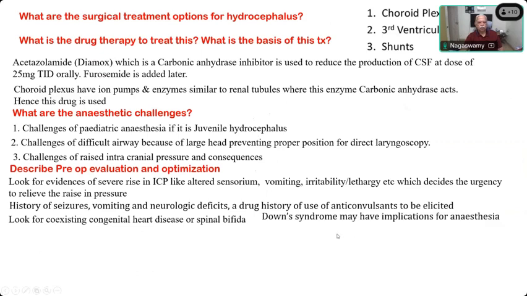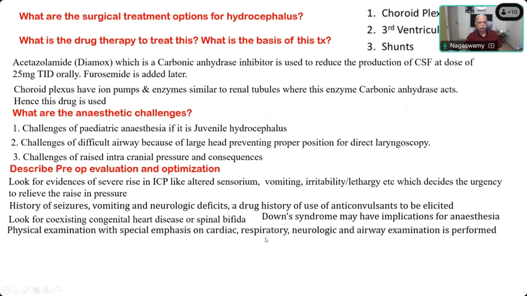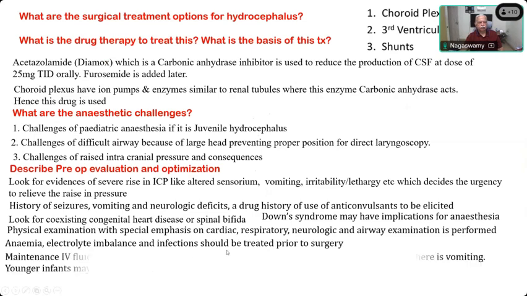Down syndrome may be associated in some of the cases. Physical examination with special emphasis on cardiac, respiratory, neurologic, and airway. And anemia, electrolyte imbalance, and infections to be treated prior to surgery.